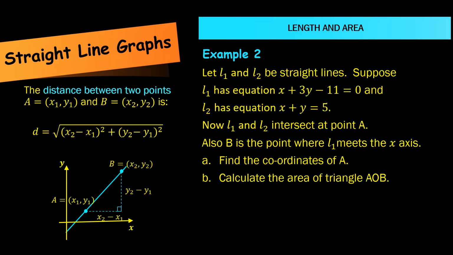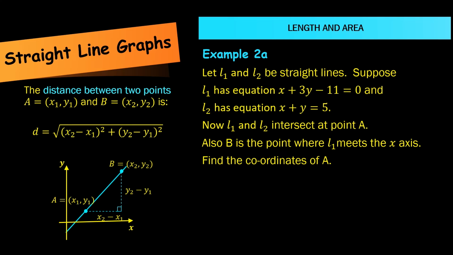So we let L1 and L2 be straight lines. Suppose L1 has equation x plus 3y minus 11 equals 0, and L2 has equation x plus y equals 5. Now, L1 and L2 intersect at point A. Also, B is the point where L1 meets the x-axis. Find the coordinates of A, and secondly, calculate the area of triangle AOB.